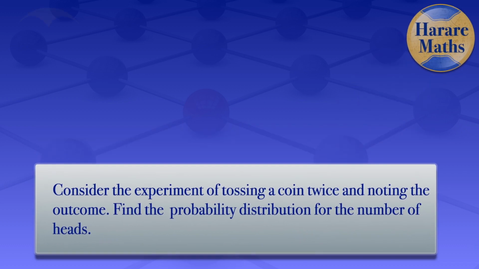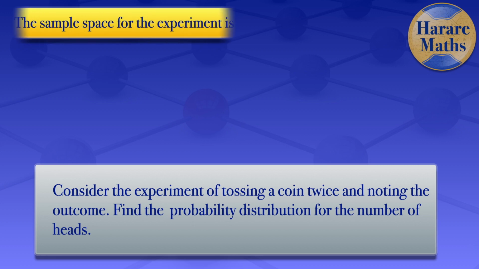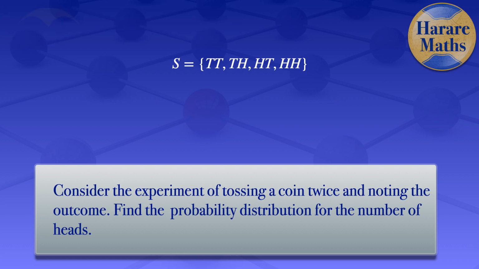To answer that question, I'll start by looking at the sample space for the experiment, the set of all possible outcomes. The sample space, which I would denote by S, would have two tails, a tail and a head, a head and a tail, and then two heads. That's the sample space there, the set of all possible outcomes.